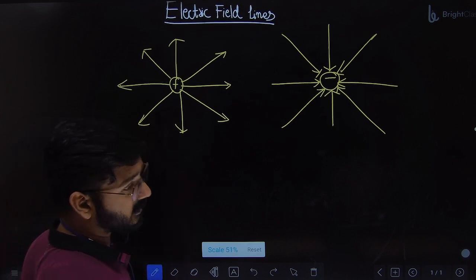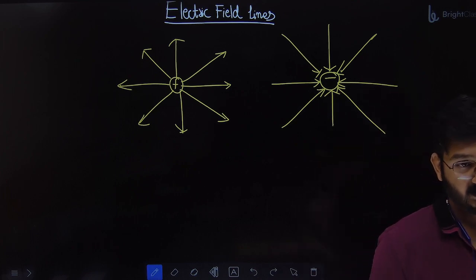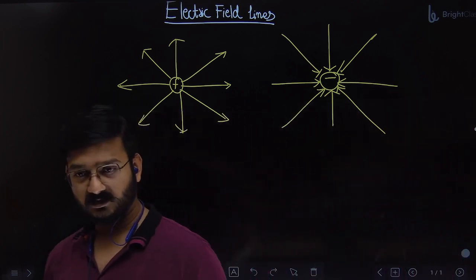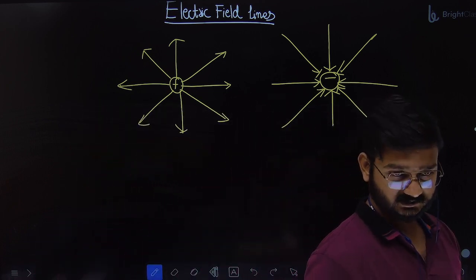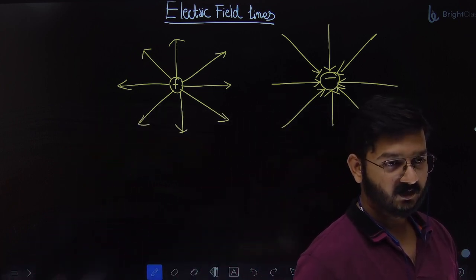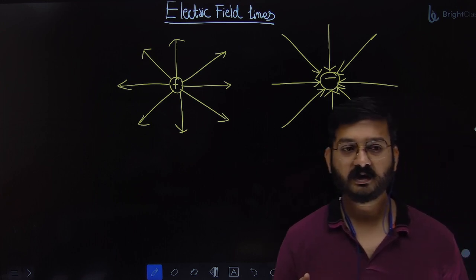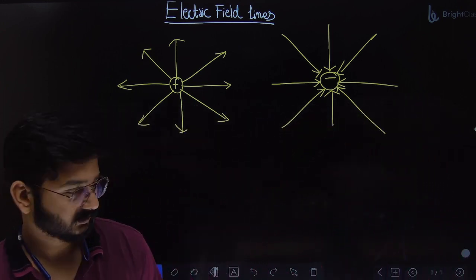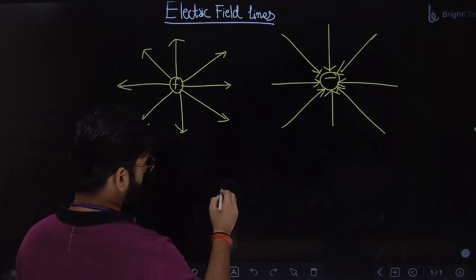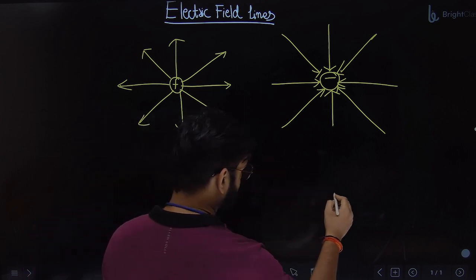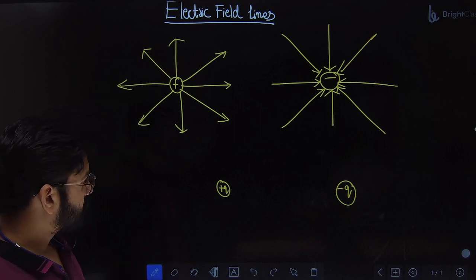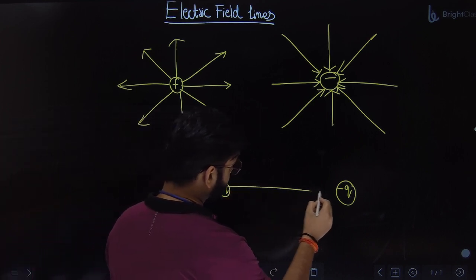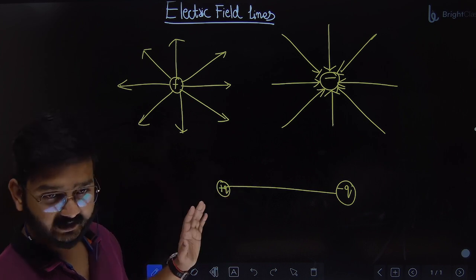Next, have you guys heard of the term dipole? Maybe not in physics, in chemistry. So what is an electric dipole? Two small charges which are equal and opposite, separated by a small distance. So if I take 2 point charges, plus q and minus q, separated by a distance, this is basically a dipole.